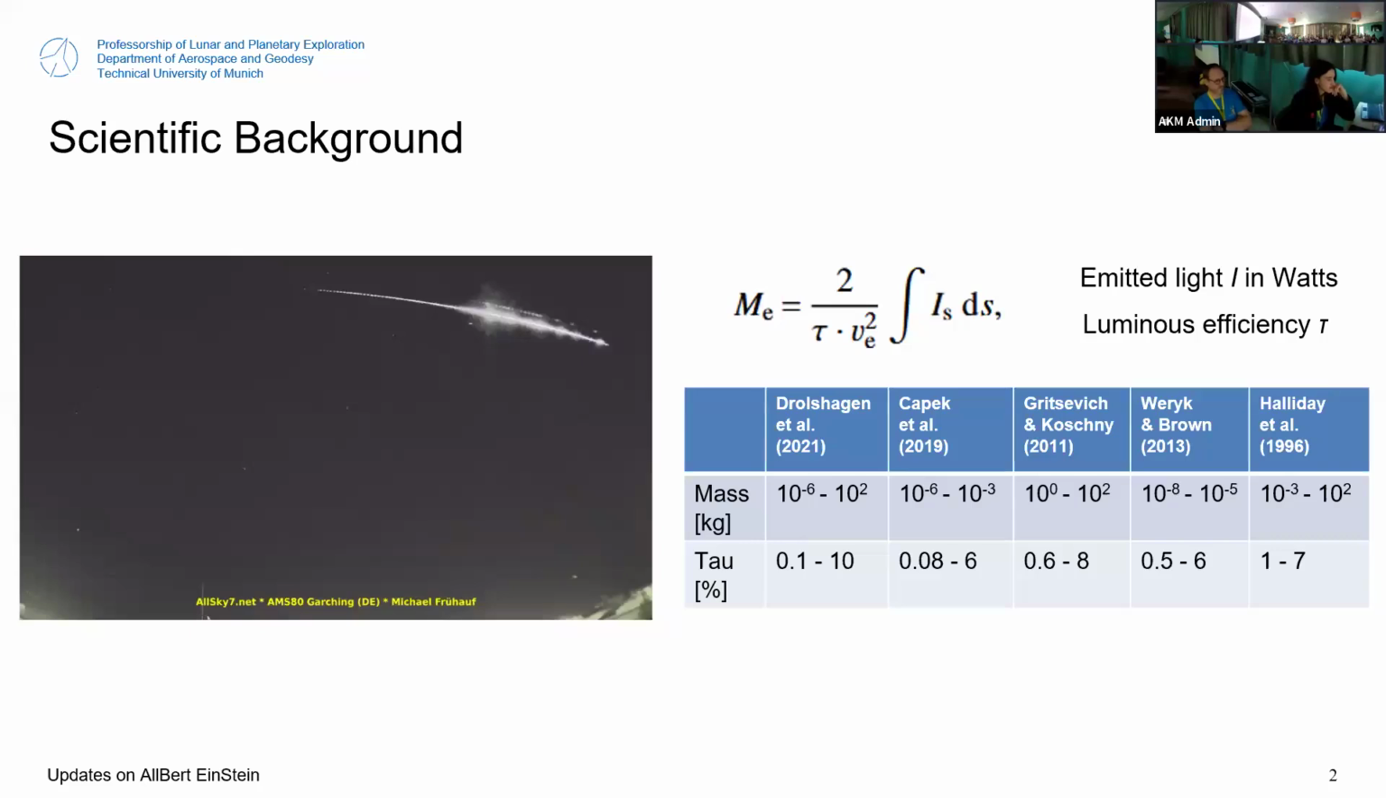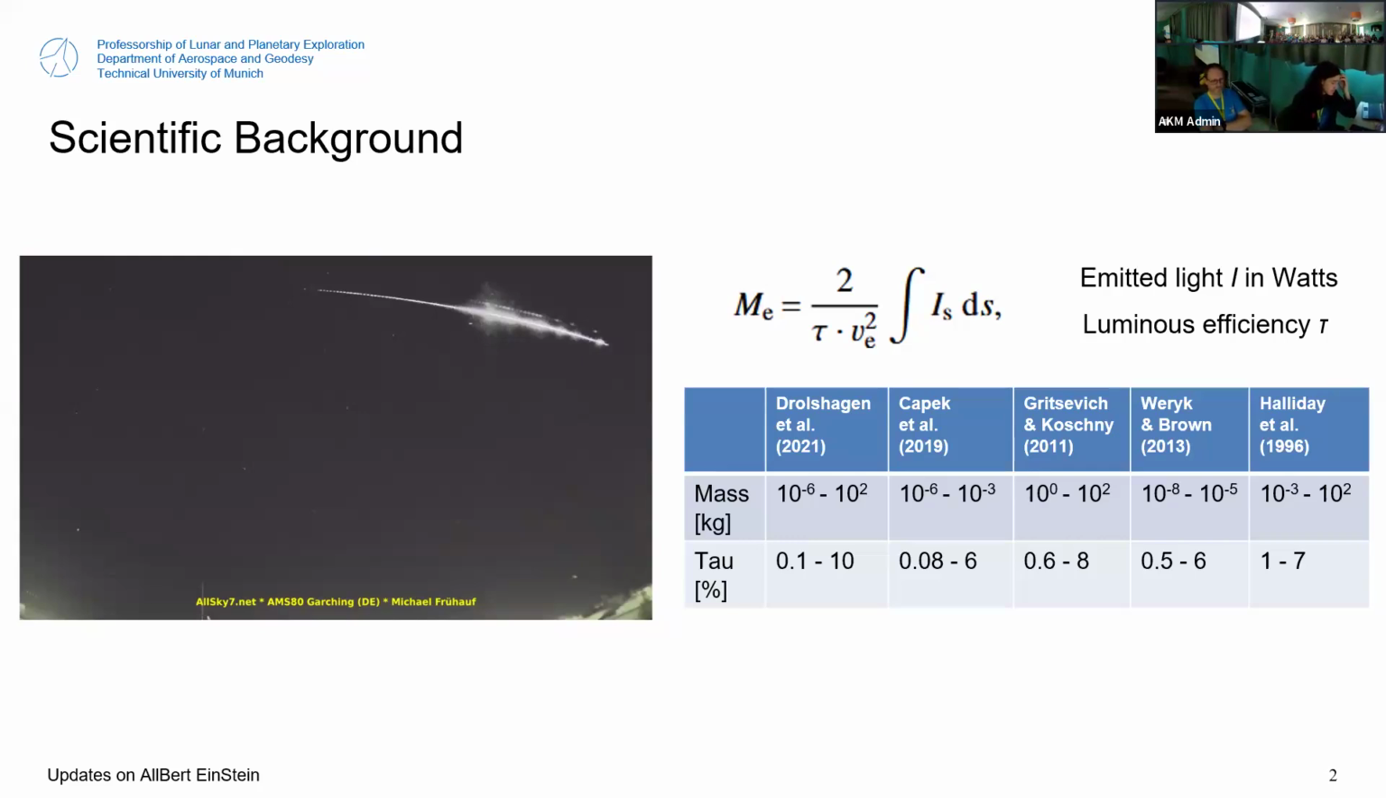Okay, so some background. We like to observe meteors, and of course, the question arises, what do we see? What kind of meteoroid was the cause of the meteor? So we would like to know what was the mass of the object. And there is this nice formula. Using the entrance velocity and the emitted light, we can get the mass.